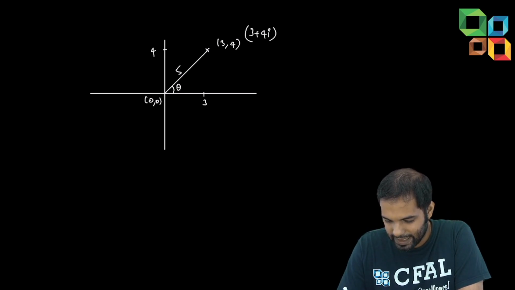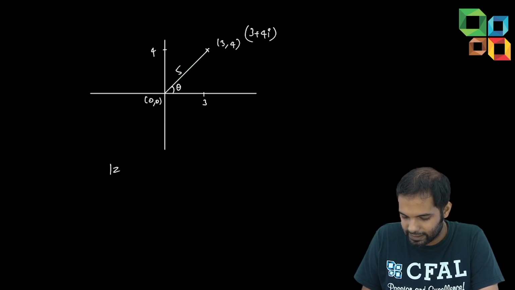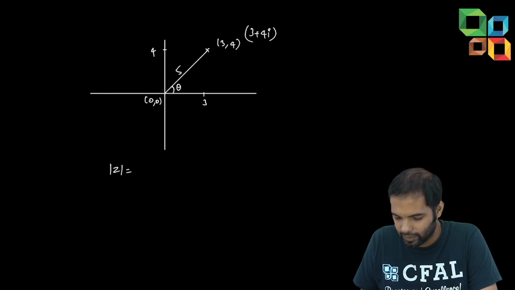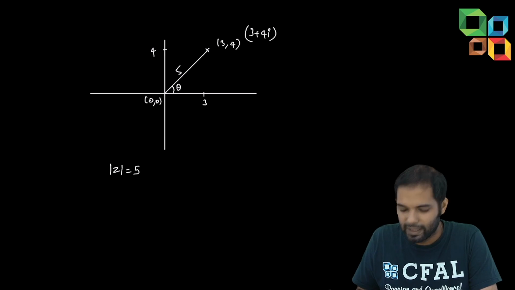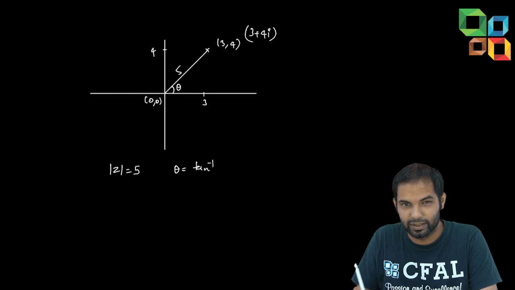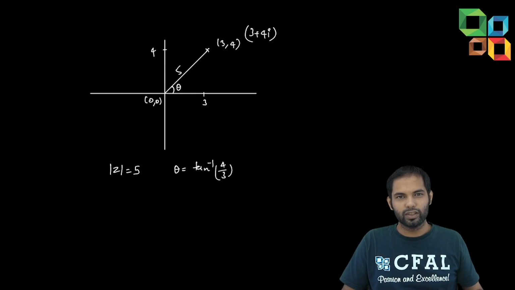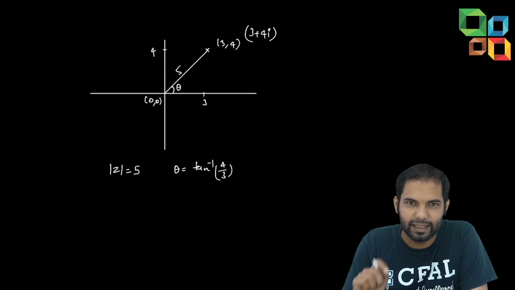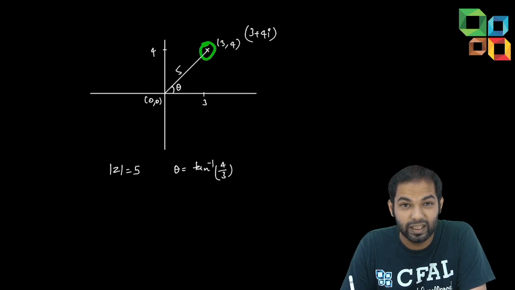Now, if I have a complex number whose distance from the origin is nothing but the modulus, so the modulus of the complex number is 5, and it makes an angle, whatever this angle is, I'll write it as tan inverse of 4 by 3, because we know this angle. Suppose I gave you this information. Can you tell me that this should be the complex number? Does that make this complex number unique?